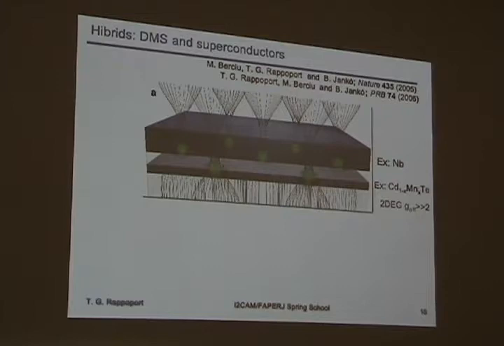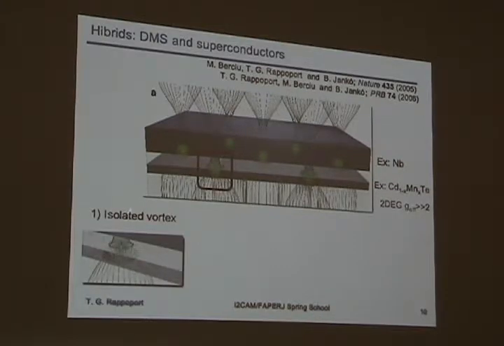Now we're going to look at 2 different limits. One is when you have a very low applied field, so we have very few of these vortices nucleated in the superconductor. The carriers in the DMS feel the field of just one isolated vortex. And then we're going to look at the bound states here.